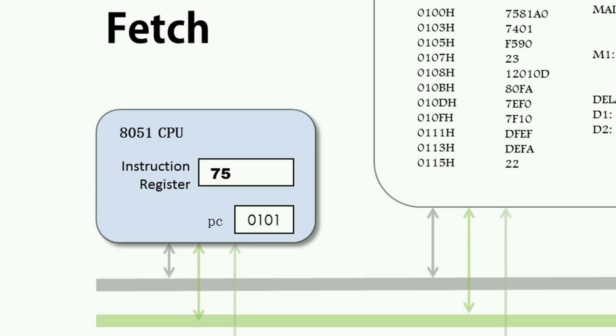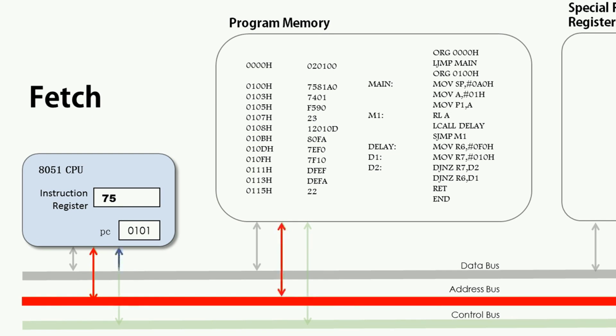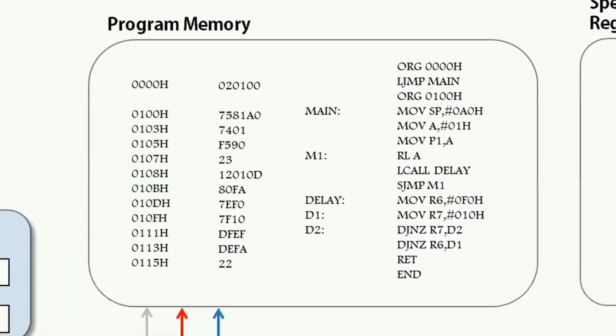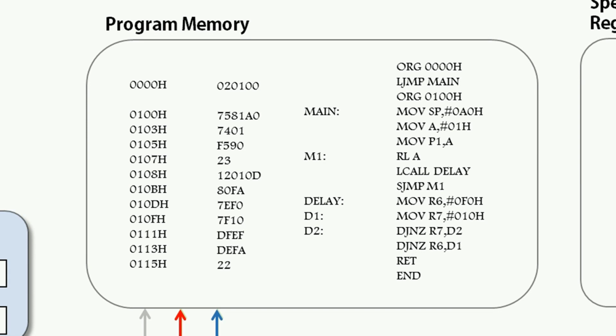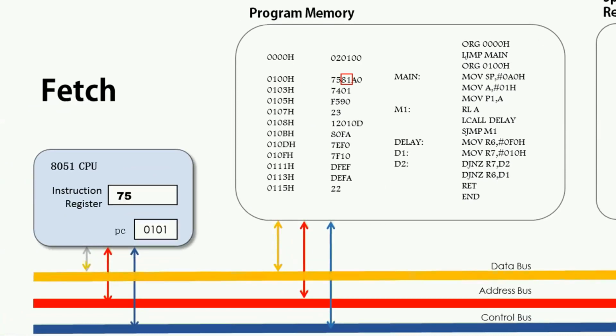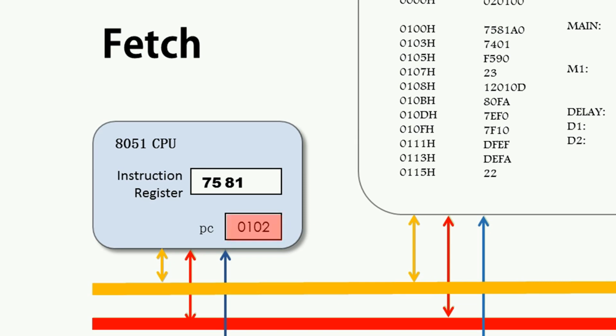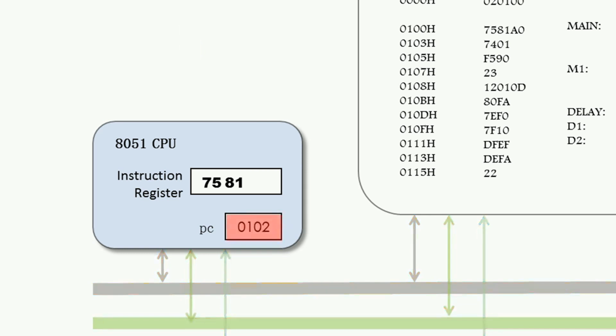The location to fetch the code is 0101 hex. The code at location 0101 hex is 81 hex. The code is fetched and placed in the instruction register. The program counter is incremented. The fetch cycle is complete. The CPU goes into decode. The codes 75, 81 are incomplete and cannot be executed. The CPU goes back to the fetch cycle.